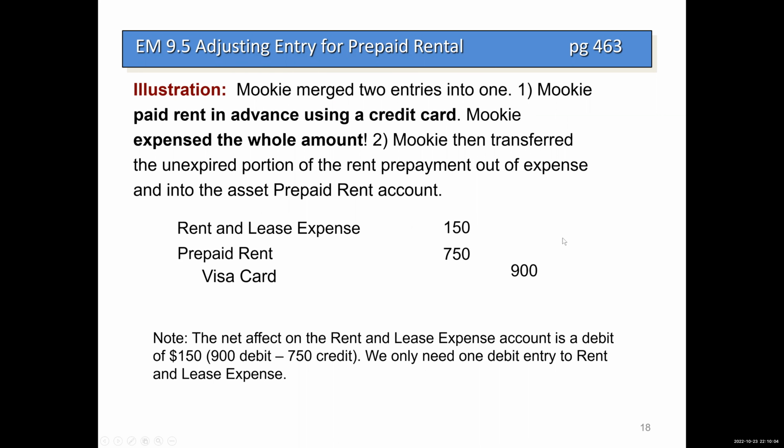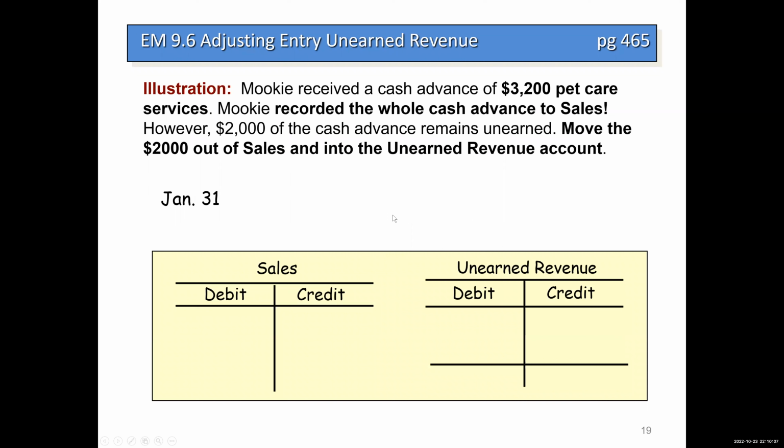All right. Let's go on to EM 9-6. This is the entry for unearned revenue. So Mookie received a cash advance of $3,200 for pet care services. So Mookie received the cash advance, but we haven't done anything for it yet. So we owe the money, right? Well, we are trained then to record that cash advance as the liability unearned revenue, right? So we would put it in the credit as a liability, but not Mookie. Oh no. Mookie recorded the whole cash advance to sales.